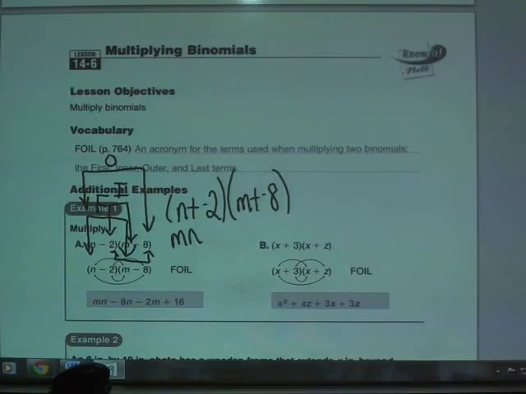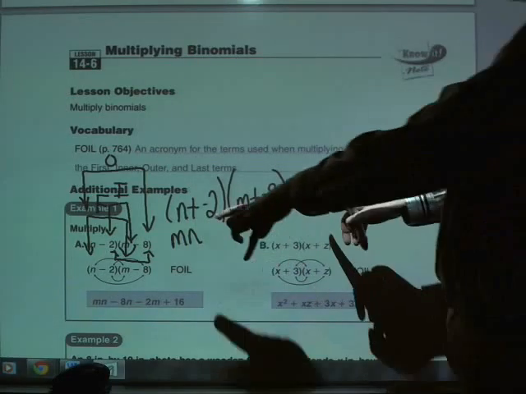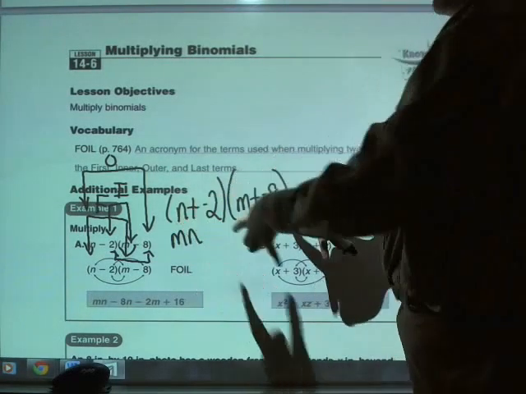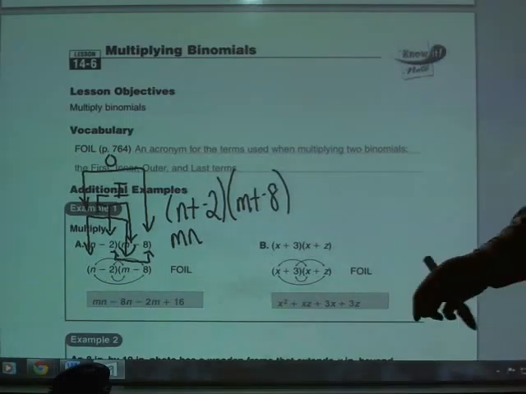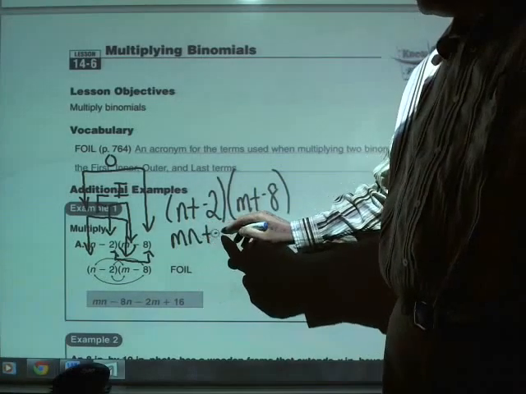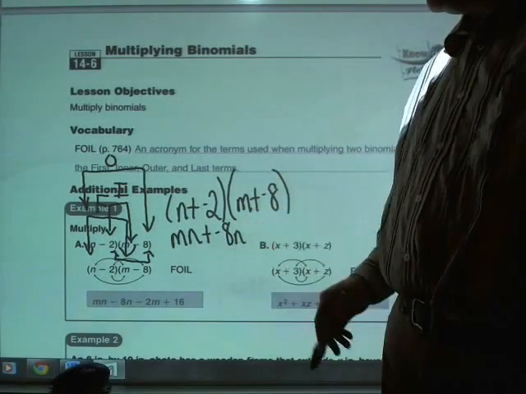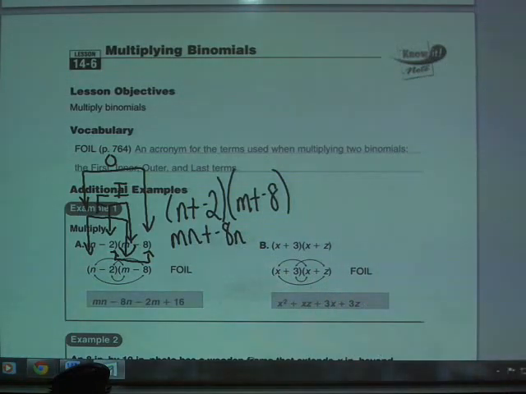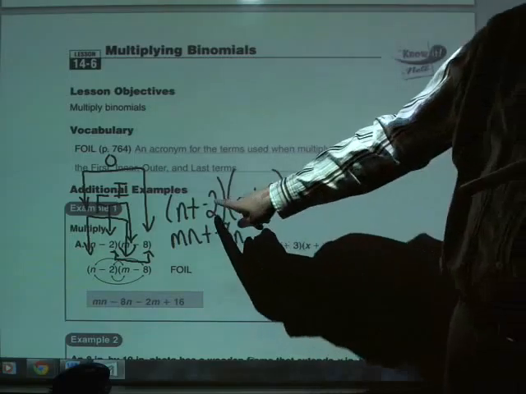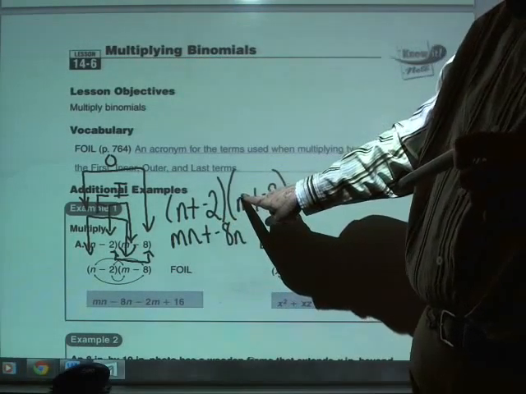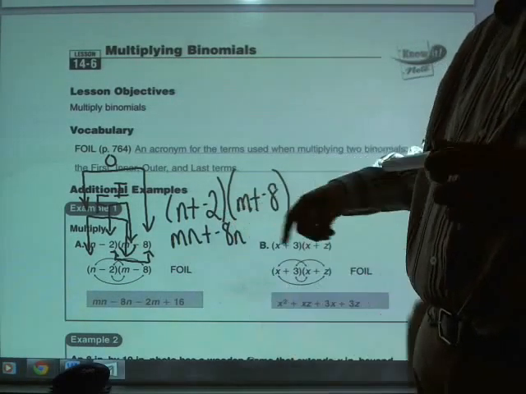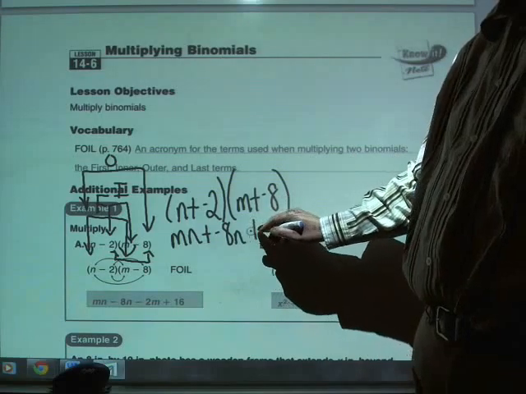Then I'm going to go grab the O's, the outside terms here. That's my n and my negative 8. Well, I'm going to run those together, and that's going to give me negative 8n. Then I'm going to grab my inside terms, what's inside the expression that's been written here. Well, that's my negative 2 and my m, and I'm going to multiply those together, and that's going to give me negative 2m.